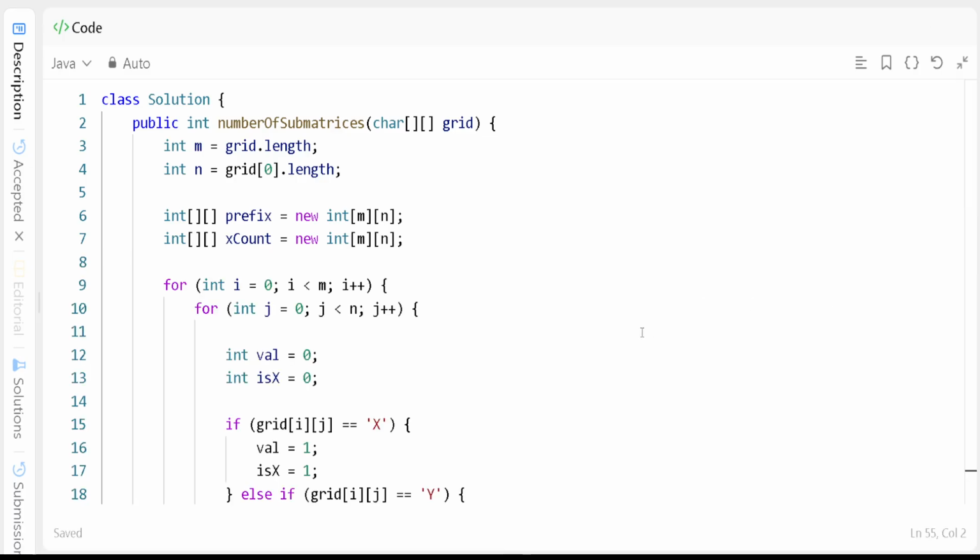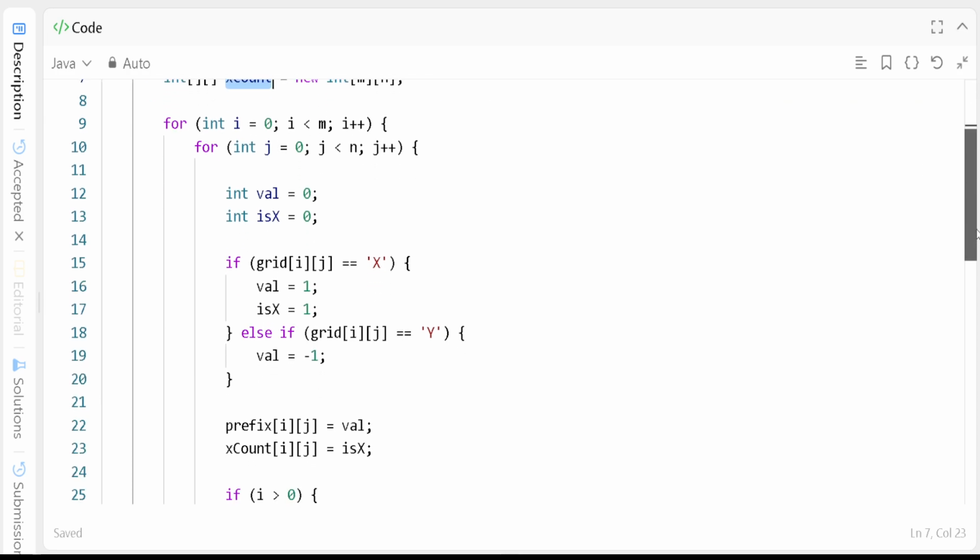So the very first thing you need to do, guys, you know that you have to maintain two things, the prefix sum, right? And another thing is the x count matrix, right? So from the grid we have been given, we will create the prefix sum and the x count. Okay, then for each cell, you have to traverse like this. So you need two things, the sum from 0 0, and you will calculate the x count, right?